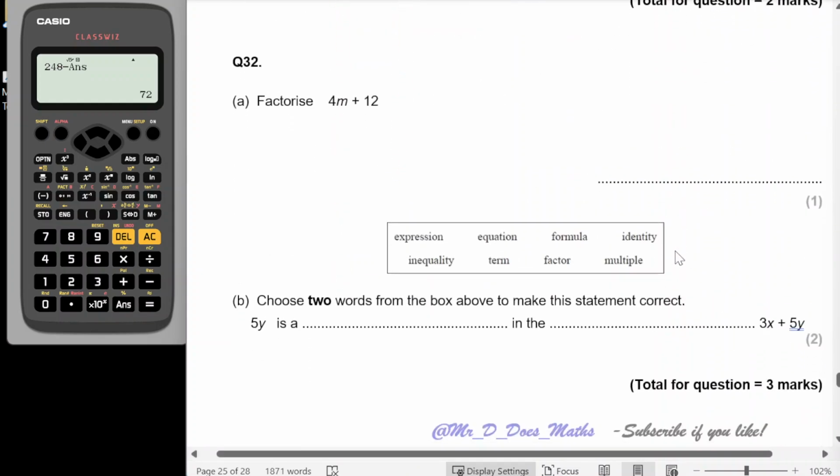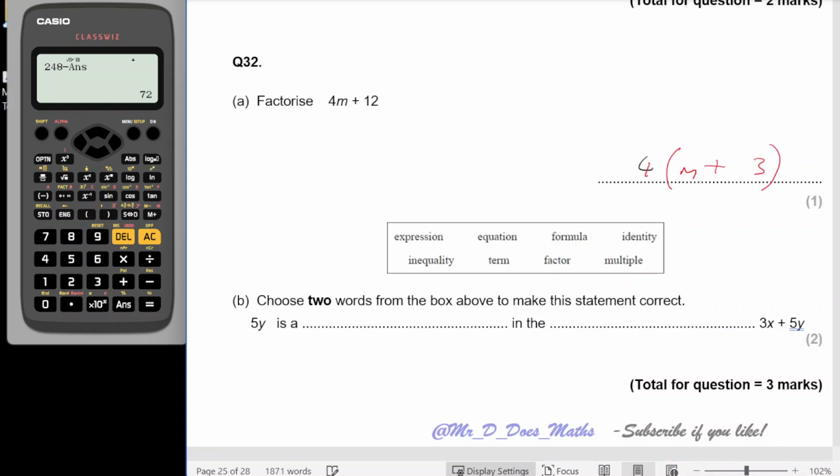Okay, question 32, factorise. So I'm going to take 4 out as a common factor again, and I'd need to times 4 by m to get 4m, and I need to times 4 by 3 to get 12, and I'm going to have a plus symbol in the middle still.